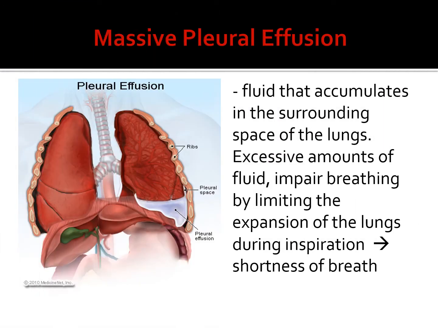In massive pleural effusion, fluid accumulates in the surrounding spaces of the lungs, or is extrapleural in location. The excessive amount of fluid impairs breathing by limiting the expansion of the lungs, since it is in the extrapleural space. During inspiration, because of the diminished expansibility of the lungs, there is shortness of breath.